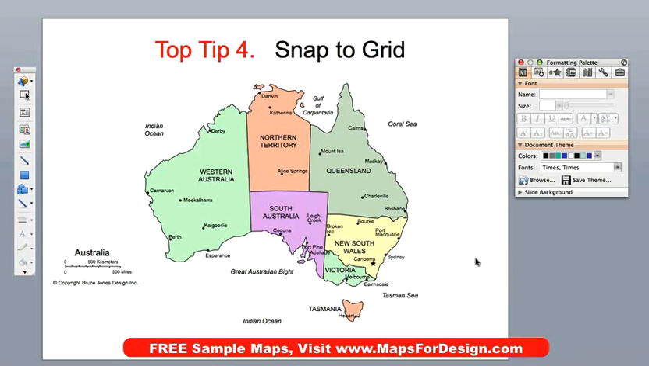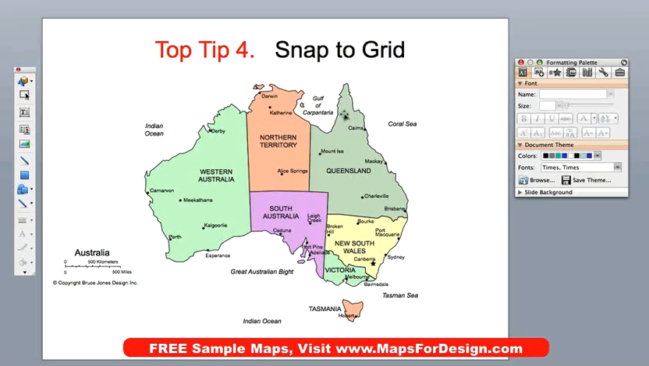Tip number 4 in our favorite tips. This is the Snap to Grid. This is just a tip to help you not get frustrated using PowerPoint. When you open up a new PowerPoint presentation, there is an invisible grid underneath all of this. What that does is it allows you to line things up, line up boxes and text and things. But when you're working with a map, it can drive you a little crazy.